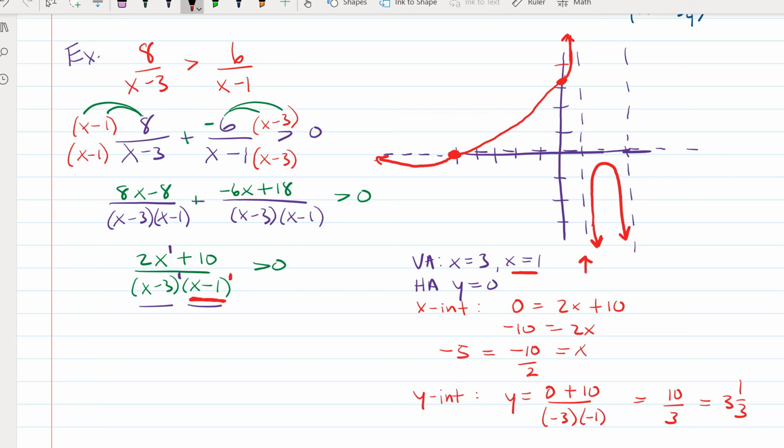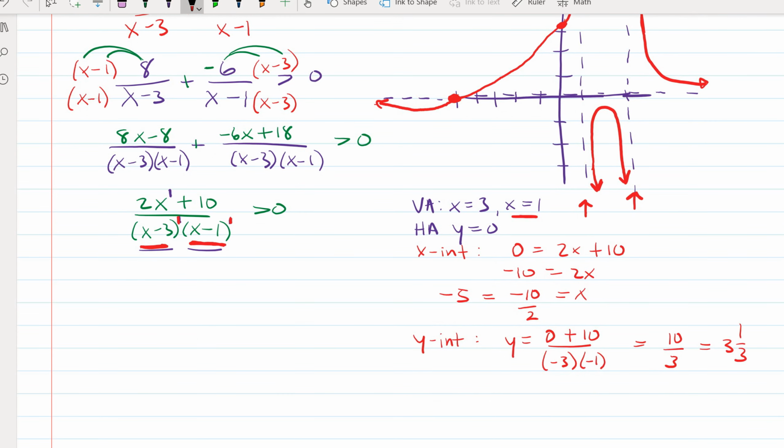Now this asymptote here at x equals 3 has a multiplicity of 1, so the sign is going to change again. So if this is going down, then we're going to come up on the left from the up position. There's no other x-intercept, so that creeps out towards the right. Okay. All right, let's go ahead and answer this problem.